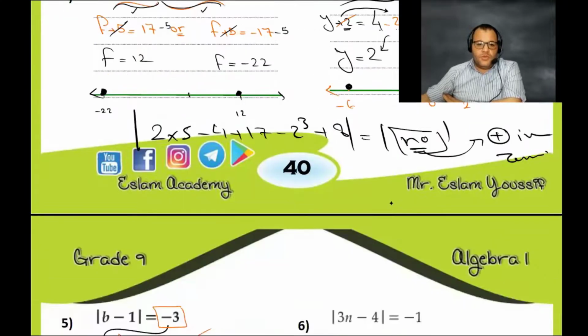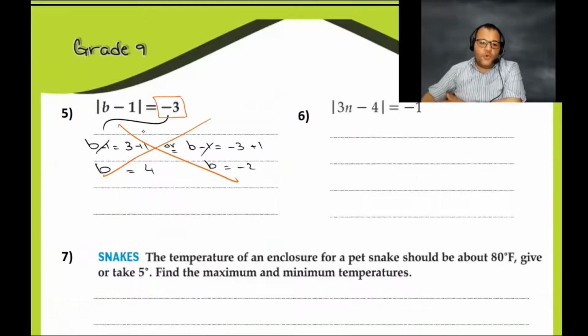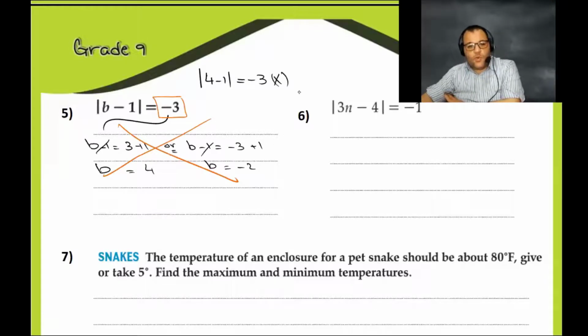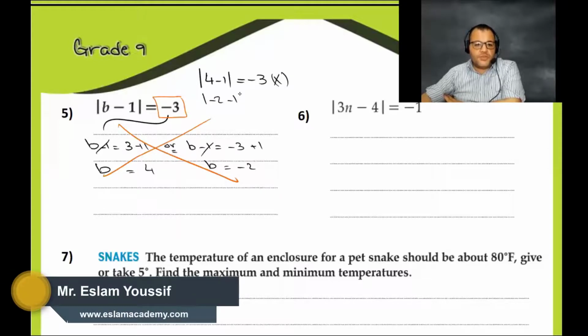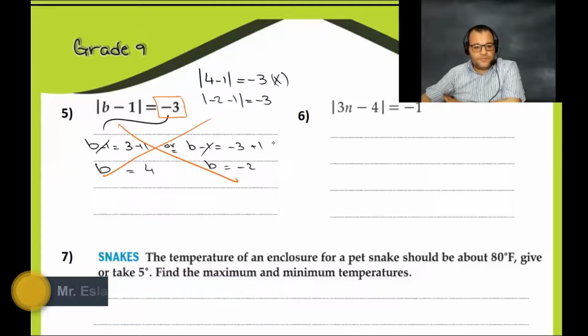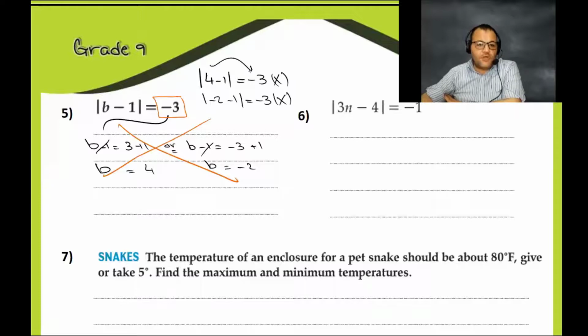So if you choose 4, the absolute value of 4 minus 1, is that equal to negative 3? No. Why no? If you choose negative 2, negative 2 minus 1, is that equal to negative 3? No. Why no? Because the answer of the absolute value must be positive or 0. Positive, not negative.